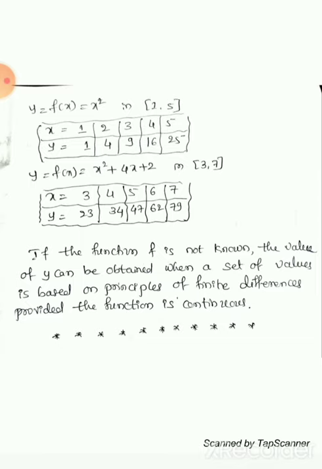See here, you have taken two functions: y is equal to f of x is equal to x square, and the second one is y is equal to f of x is equal to x square plus 4x plus 2, in different domains. Then for different x values, you get y values. A set of x values and a set of y values you got. But this is possible only when you know the function f. Because in these two cases, you know the function: the first one is x square and the second one is x square plus 4x plus 2. But if the function is not known, then how do we find the y values?